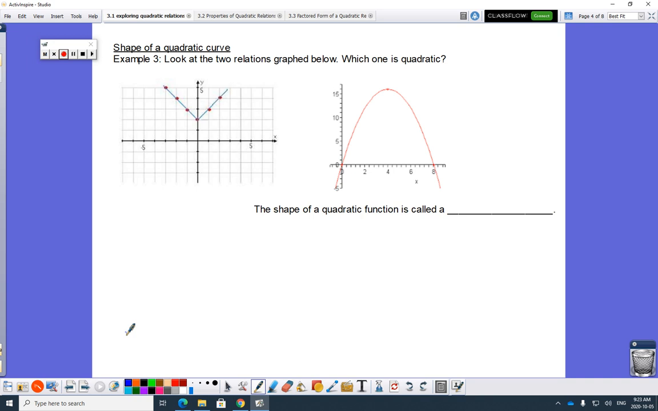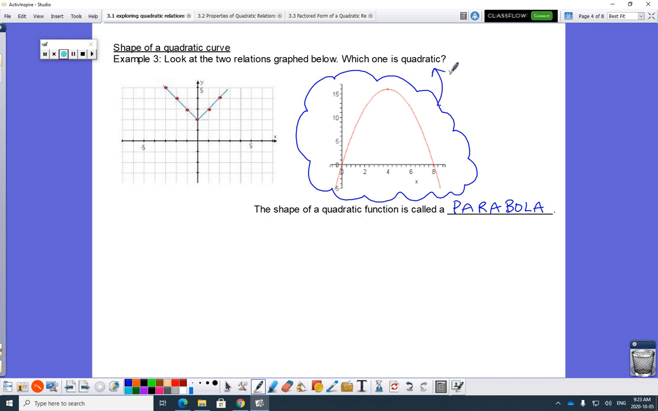Okay, so here we have this shape. These are two lines, okay? That is not a parabola. This is a smooth curve. There is what we're going to call a vertex. It's symmetrical around that vertex. So there are properties of a parabola that we're going to use over and over and over again. So this one is quadratic.